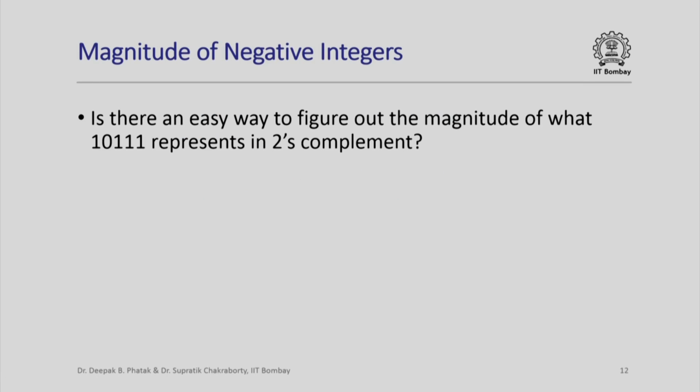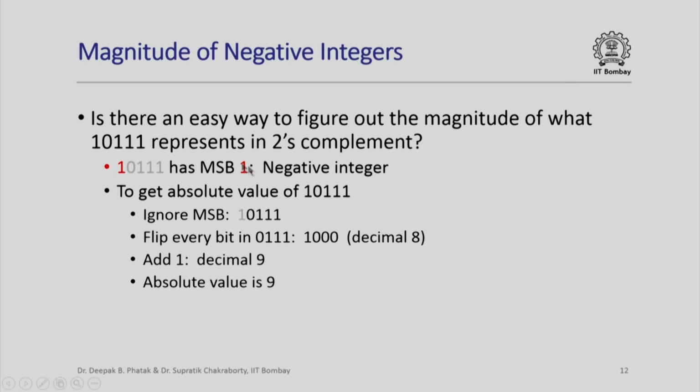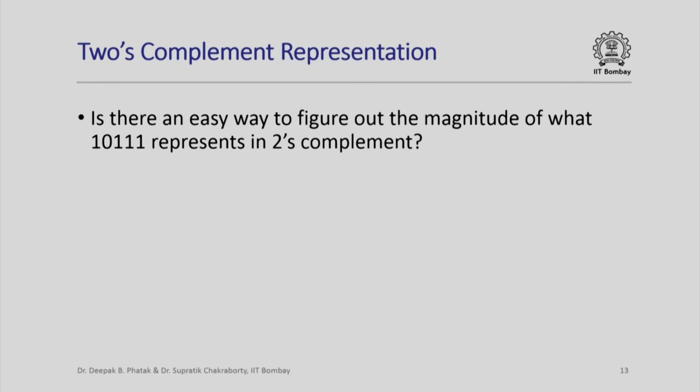So this is what we can do if we are asked a question: can you find out the magnitude of what this represents in 2's complement? So there are 2 ways. In both ways we will first look at the MSB, figure out that it is a negative integer, and then what we could do is we could look at the rest of the representation, flip every bit, find out what it represents in decimal, add 1, and then the absolute value is 9 in this case, and so the answer is minus 9. Alternatively, we could also solve the same problem in the following way.